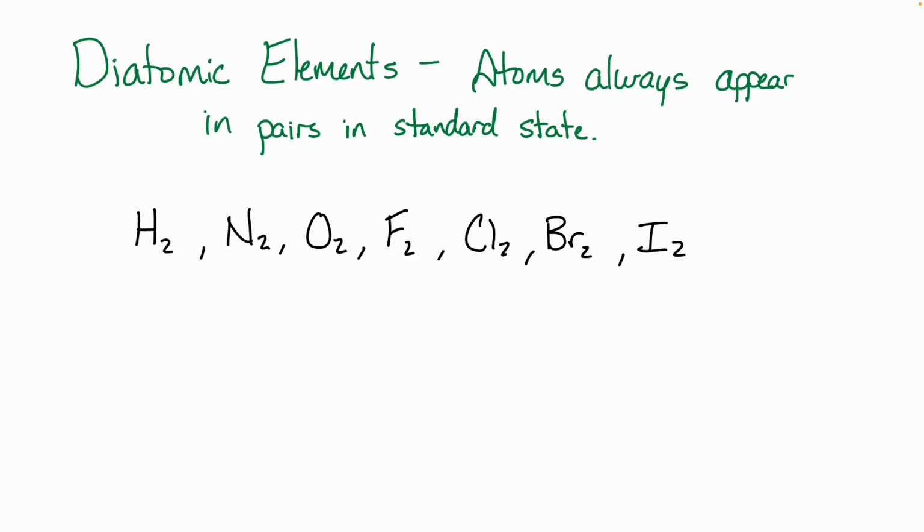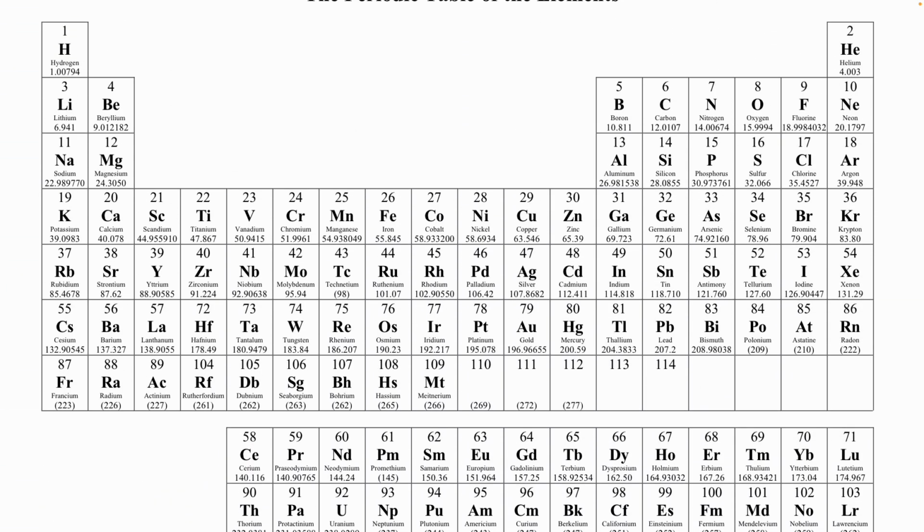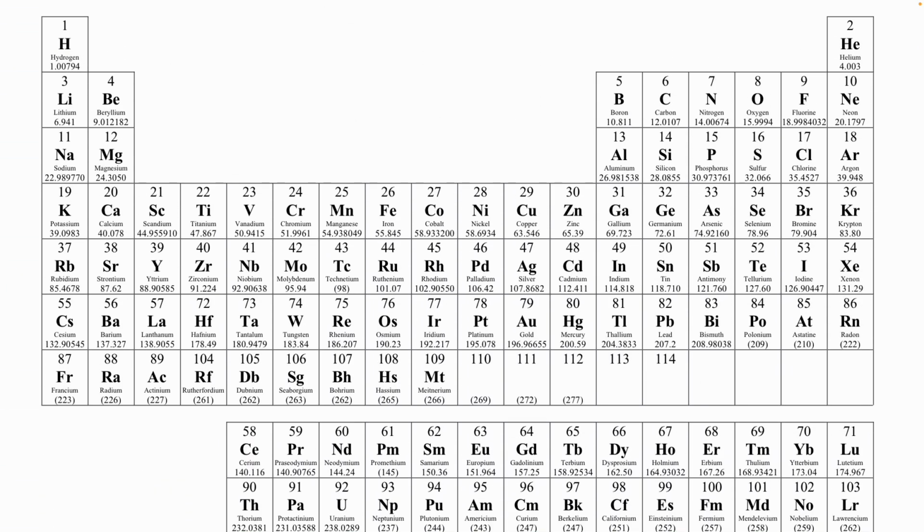Now to be clear, this is only when it's in its standard state. As soon as I start pairing these up and making compounds like sodium chloride, it's not NaCl2. This is only for elements in their standard state. When they're all by themselves, they appear in pairs. So this list we just have to know. I think the easiest thing to do is to look on our periodic table. We have 7 of these diatomic elements, and it turns out that they make a little 7 on the periodic table.